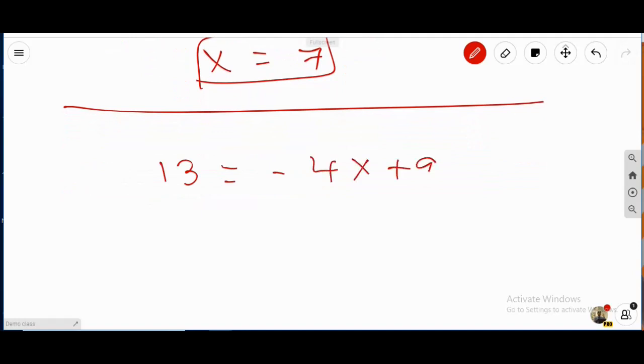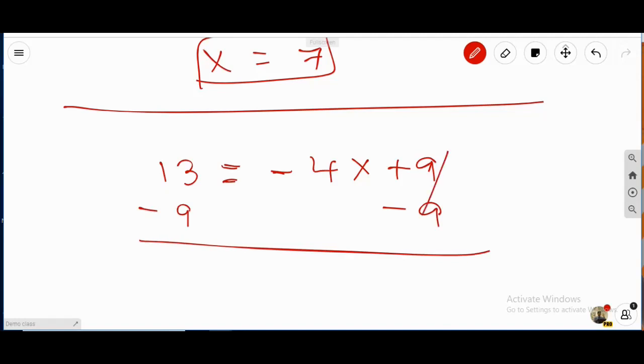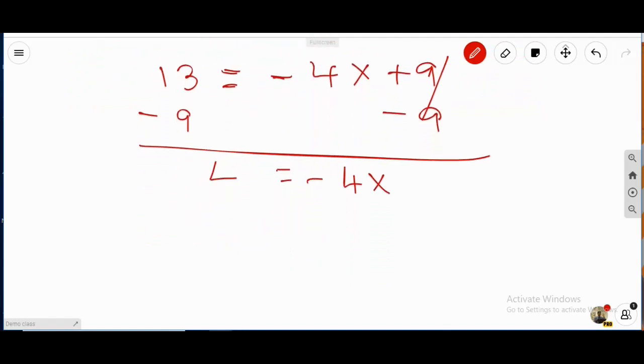So here, first step is, though the x and the constant term are written on the right hand side, the operations will remain the same. So subtract 9 first, that is eliminating the constant. So negative 4x equals 13 minus 9, which is 4. Again, you divide, because I'm undoing the multiplication by dividing by negative 4. So I can get x is equal to negative 1.